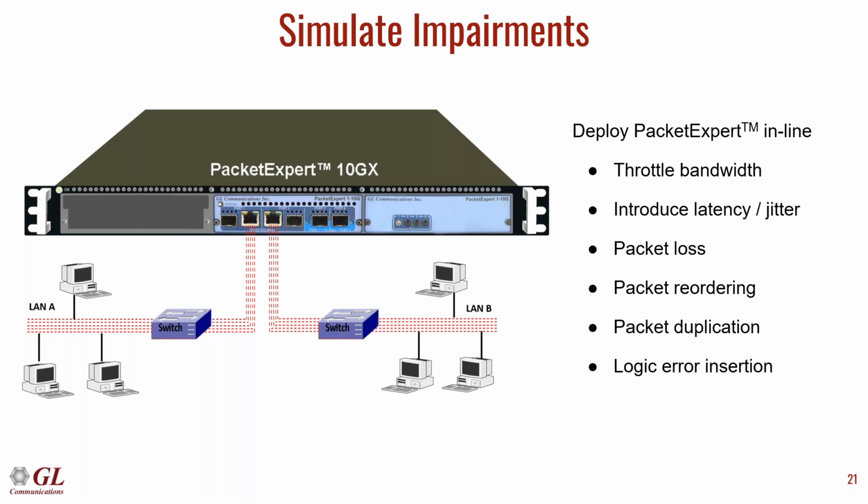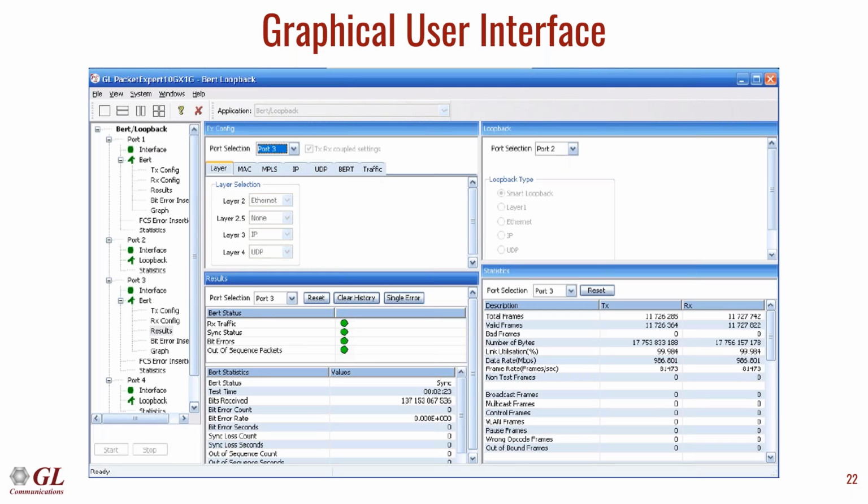So you can introduce impairments like bandwidth throttling to emulate, say, a T1 line, for example. So you can limit it to 1.544 Mbps, and introduce latency and jitter. So either constant latency or variable latency, and packet loss. You can define, say, 1% packet loss, and packet effects like reordering and duplication. And you can even introduce logic error insertion. So you can define the offset within the packet and introduce errors there. Yeah, so this obviously has a very easy to use graphical user interface.